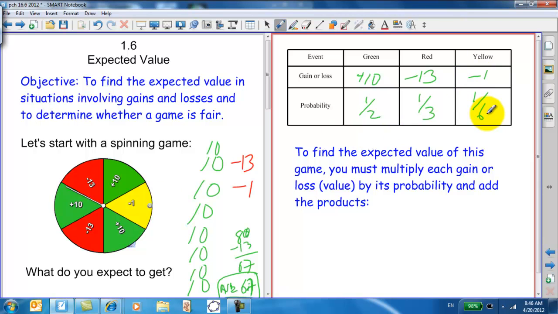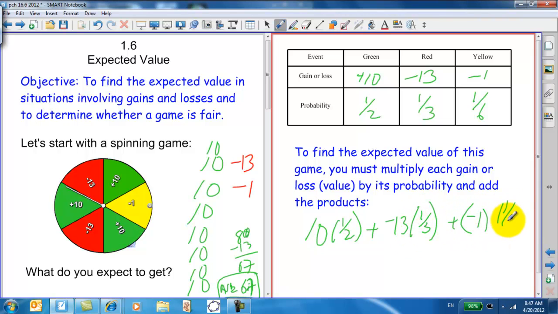Now the expected value: you have to multiply each gain or loss by its probability and add the products. So 10 times a half, plus negative 13 times a third, plus negative 1 times a sixth. So we have 5 plus negative 13 thirds plus negative 1/6. So that's 5, and negative 13 thirds is negative 4 and a third, plus negative a sixth. So we're down there a bit.